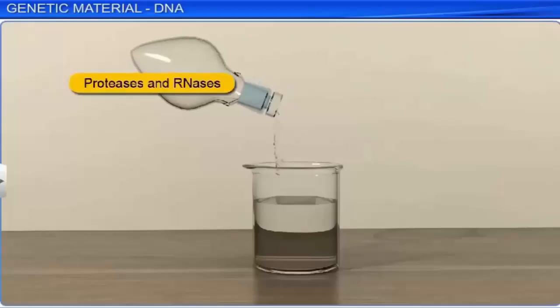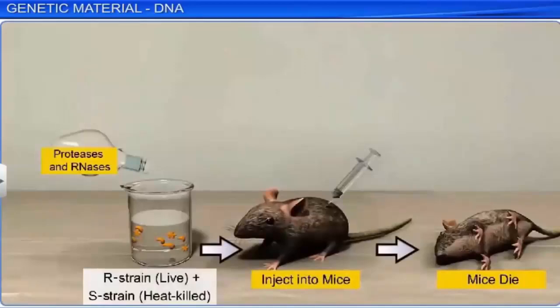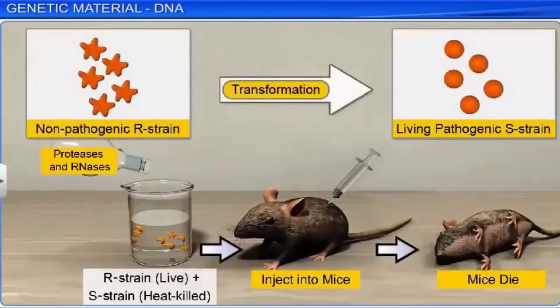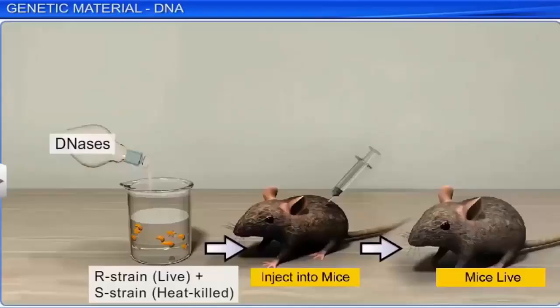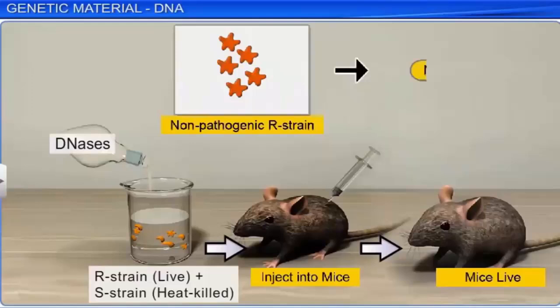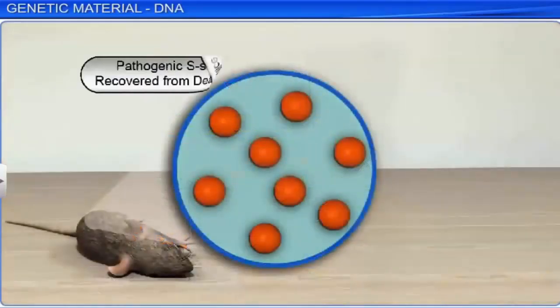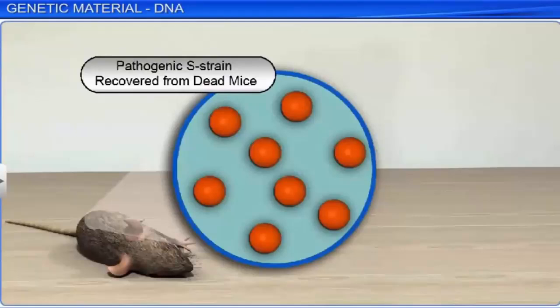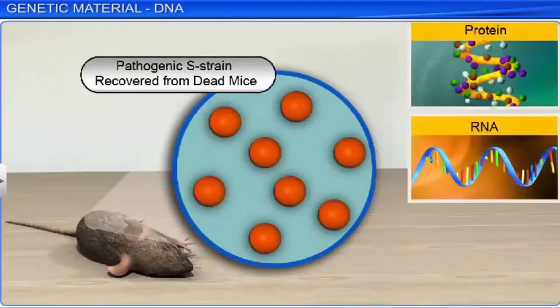They discovered that neither the protein-digesting enzymes, that is, proteases, nor the RNA-digesting enzymes, that is, RNases, affected this transformation. Whereas DNA digestive enzyme, DNase, did inhibit the transformation. Therefore, it was clear that the transforming substance was not protein or RNA, it was DNA.